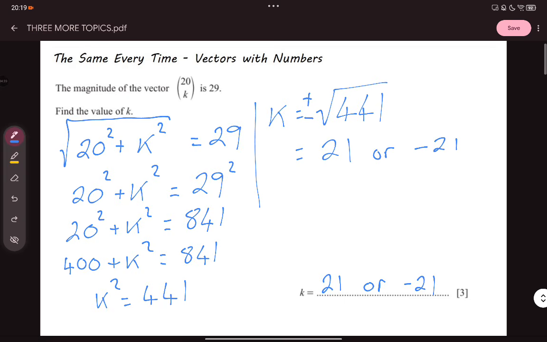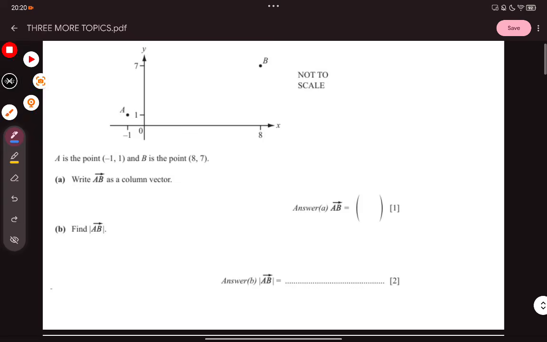So k can be 21 or negative 21. But the important point of that question is that it is the same every time. It's the same as questions that we've done before. The magnitude of the vector, we just carry on working out magnitude as if we know what k actually is. We get a little equation to solve, then we can find the value of k.